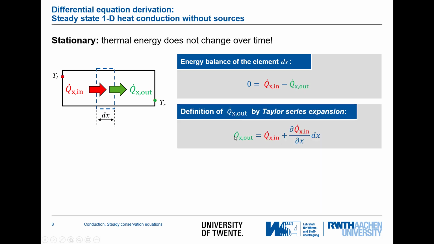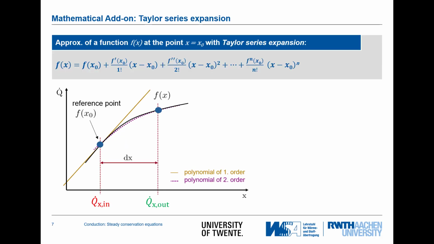Now the outgoing heat flux we need somehow to describe, and we use for this the so-called Taylor series expansion. So we just say that the outgoing heat flux is equal to the ingoing heat flux plus a change of the ingoing heat flux over the coordinate x. So it's a partial differential of this quantity times this infinitesimal element dx.